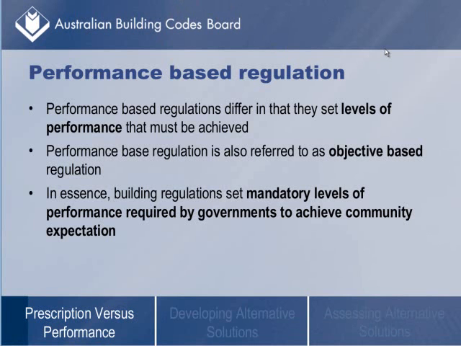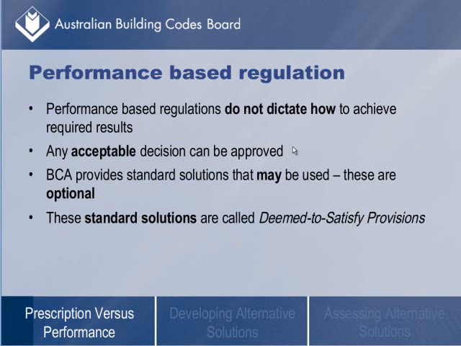So what are performance-based requirements? Performance-based regulations differ in that they set levels of performance that must be achieved. Performance-based regulation is also referred to as objective-based regulation. In essence, building regulations set mandatory levels of performance required by governments to achieve community expectation. So that's our performance. Performance-based regulations do not dictate how to achieve required results. Any acceptable decision can be approved. BCA provides standard solutions that may be used. These are optional, and the standard solutions are the deemed to satisfy provisions.